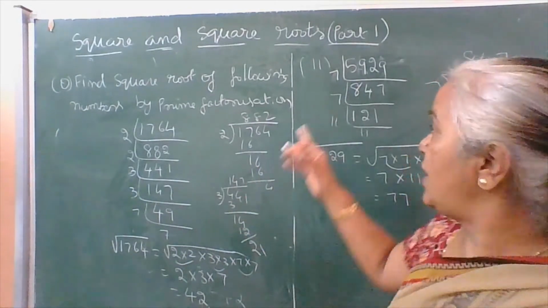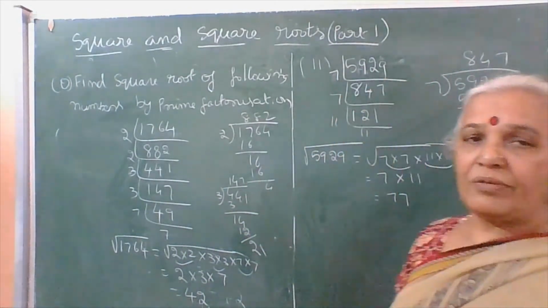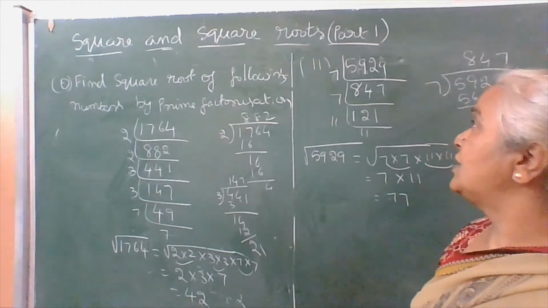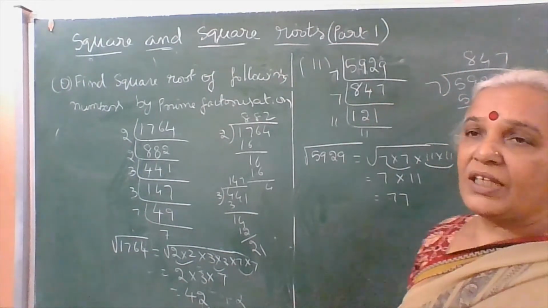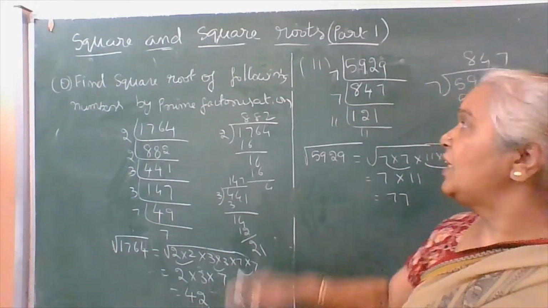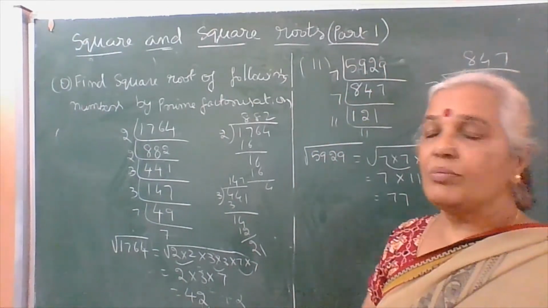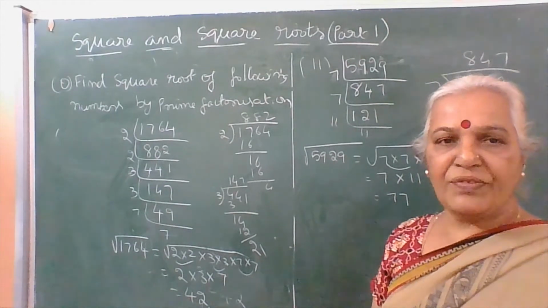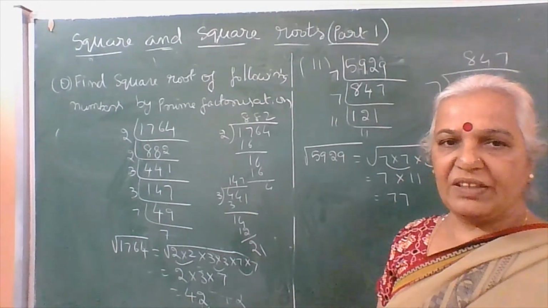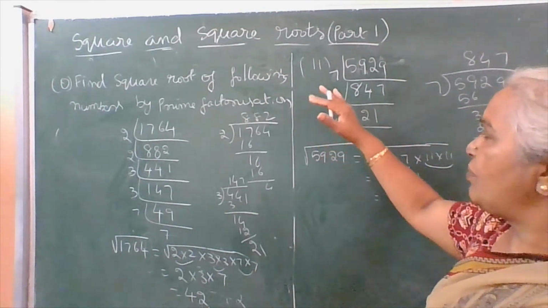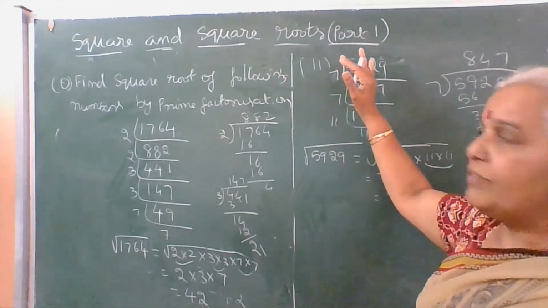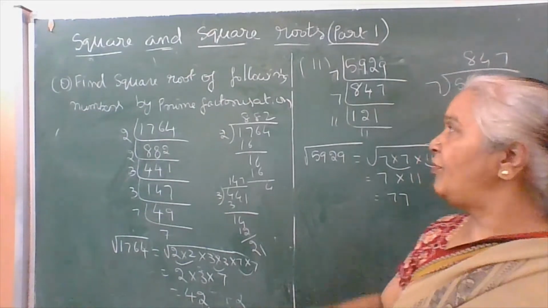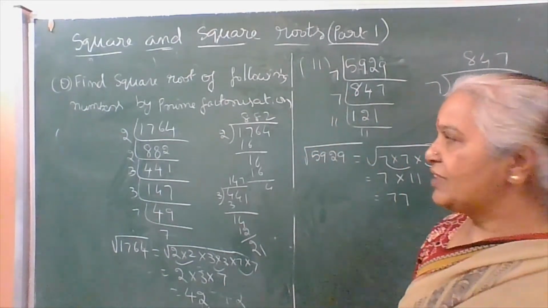And in the next one also, 5929, it is not divisible by 2 because the number is not ending with 0, 2, 4, 6, 8, and it is not divisible by 3 because when you add all the digits, the sum of the digits is not divisible by 3. Then the next number is 5. It is not divisible by 5 because it is not ending with 0 or 5. Then the next one is 7.